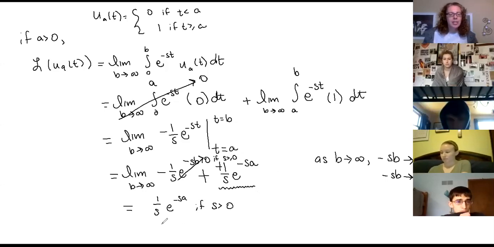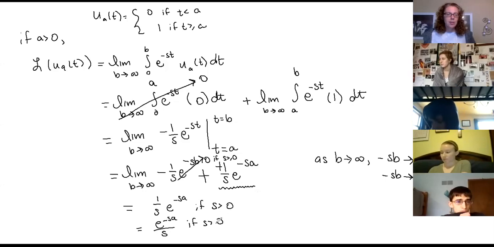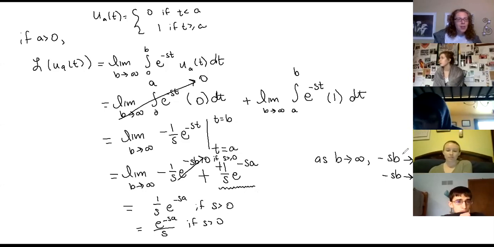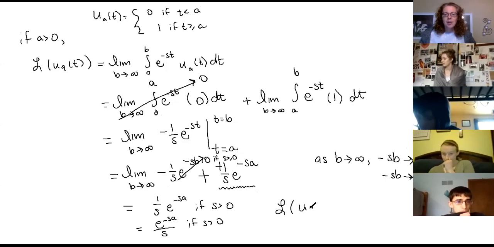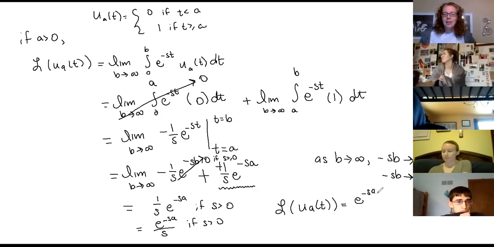If you want to make it into a single fraction, you can say e to the negative sa over s. And again, this is if s is bigger than 0. So there's my Laplace transform for the unit step function with a step at a. Here's what we just did. The Laplace transform of the unit step function with the step at a is e to the negative s times a over s, and my domain again is s bigger than 0.